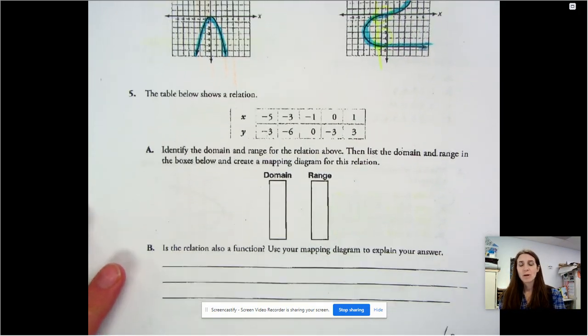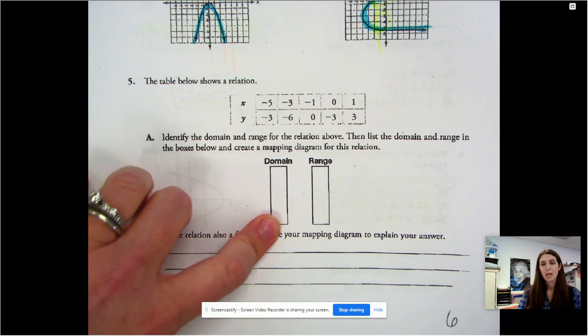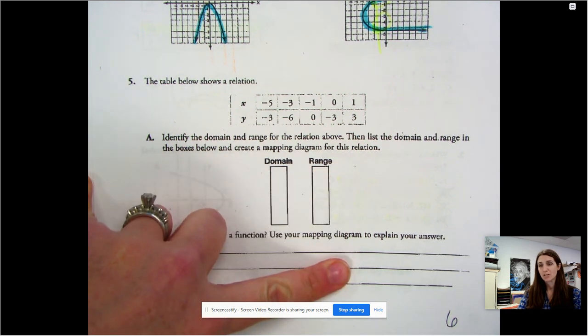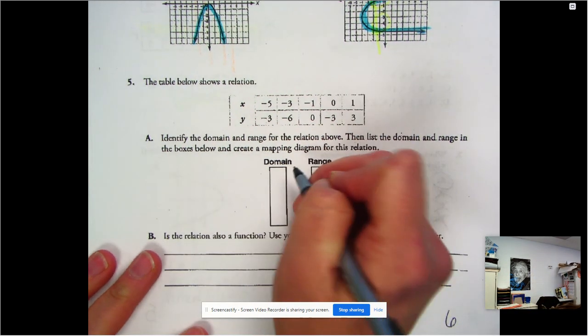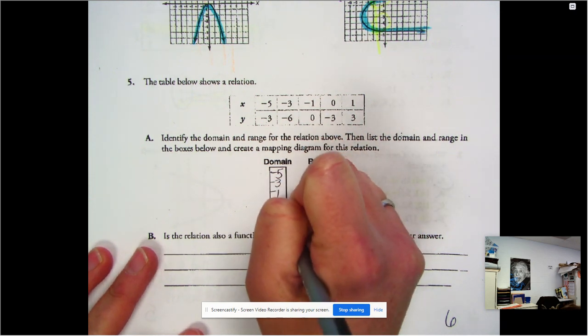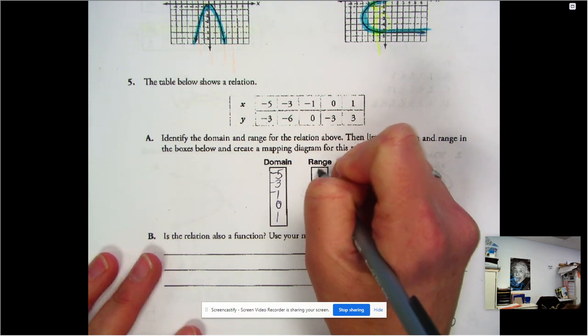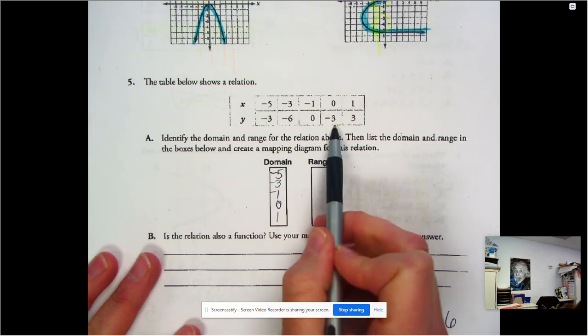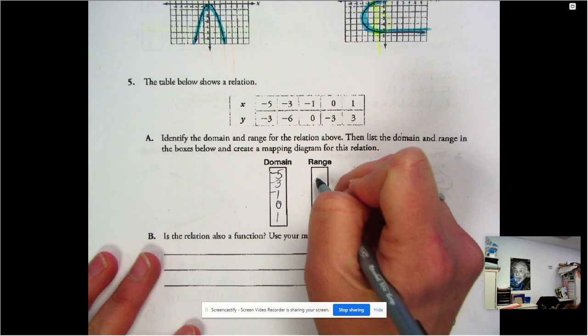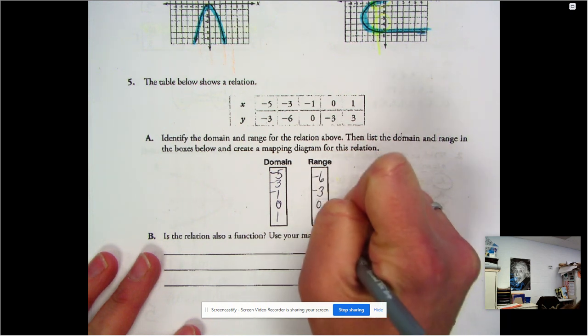Okay, for this one, I want you to make a mapping diagram. So our x's will go here because that's our domain. Our y's will go here for our range. So let's line them up now. Again, keeping order, least to greatest from what you see. So you might have to unscramble a little bit. Okay, for our range, we have some repeaters and the order is not perfect. So we'll go -6, -3, 0, 3.